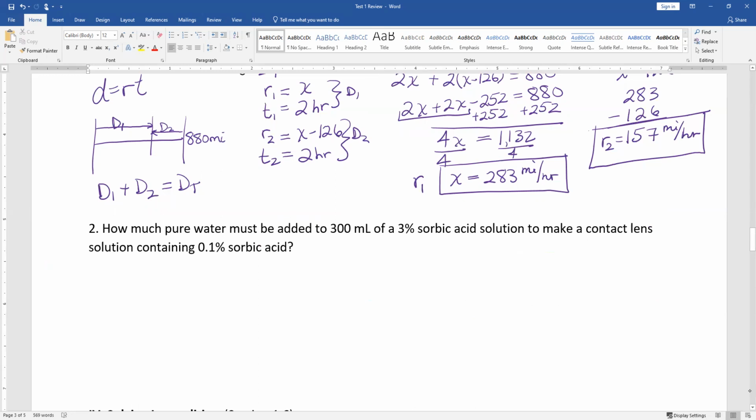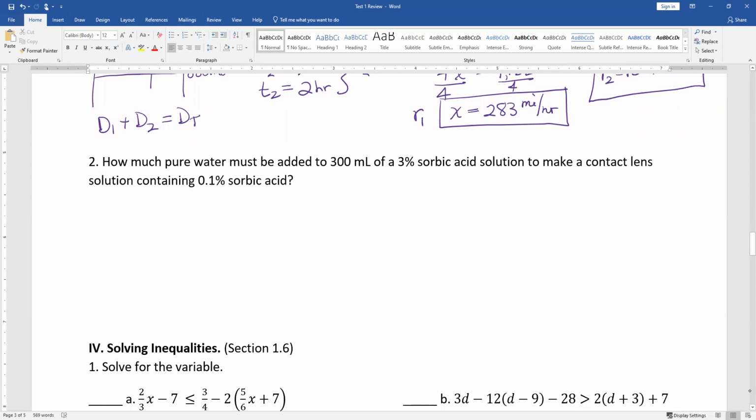So the way I'm going to do this is slightly different than the way we did it before. I'm not going to use the table. Instead, I'm going to sort of draw. Y'all can do whatever you want. I'm going to have my 300 milliliters of 3% solution. So that's my little beaker. 300 milliliters. And I need to add some unknown amount of pure water. So that's my X milliliters. Now, how much acid is in the water?